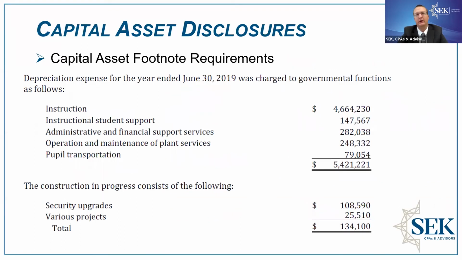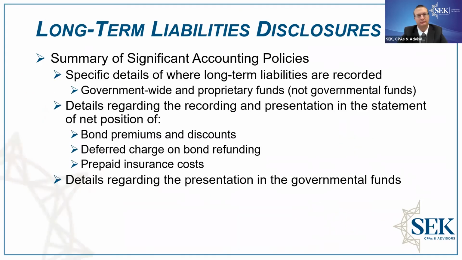On the next page is the allocation of the depreciation. These are the functions that are used for the governmental activities. For a school district, the largest majority of the activity is within instruction, to provide instruction to the students. So that's where the majority of the depreciation is, but there can obviously be other functions as well. This particular client, at the end of the year, didn't have large construction in progress, but you can also show the details for the projects that are ongoing as of the end of the year.